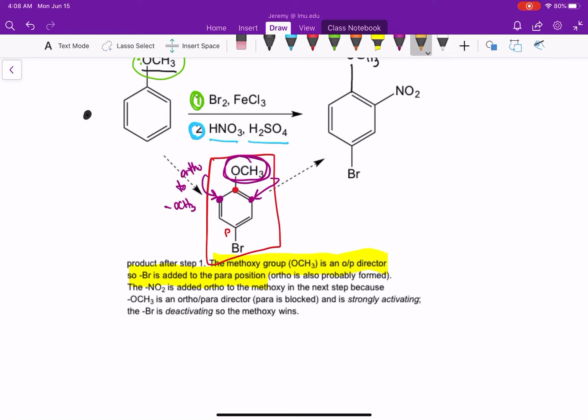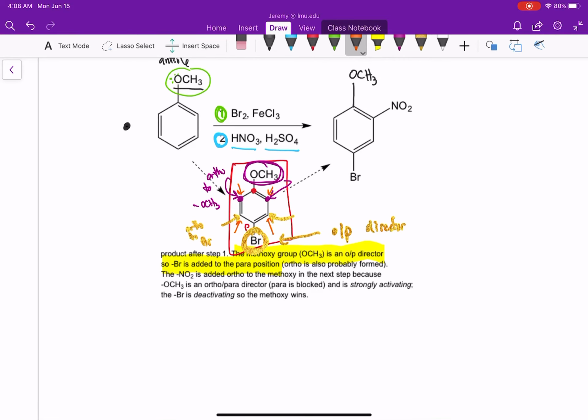But we also have another group on here, right? We have our bromine. A bromine is also an ortho para director. So the bromine is going to direct the next group to go ortho to itself. And here we have this in our gold writing. So the bromine is directing to these positions with these arrows because these are ortho to the Br. So now we have a conflict, right? OCH3 wants it to go here or here, but the bromine wants it to go here or here. So who wins, right? There's a disagreement here.